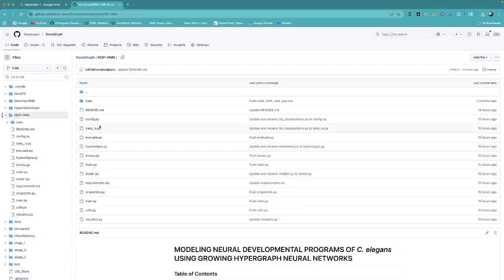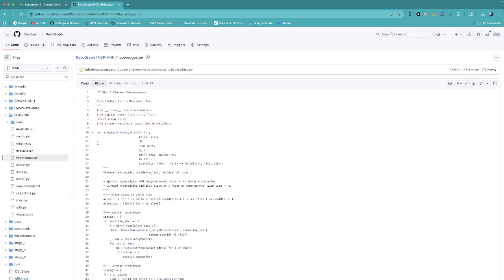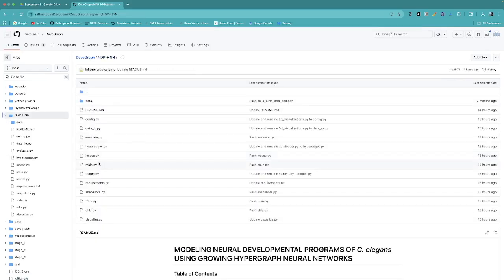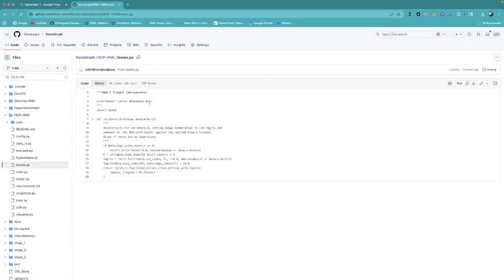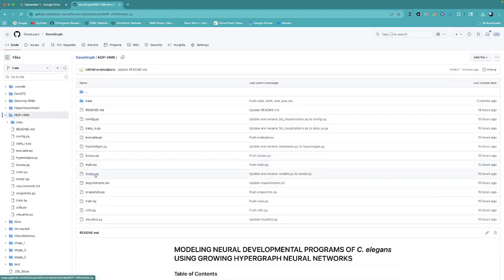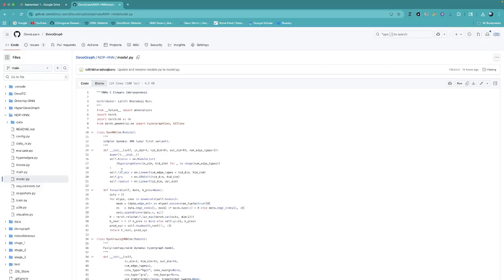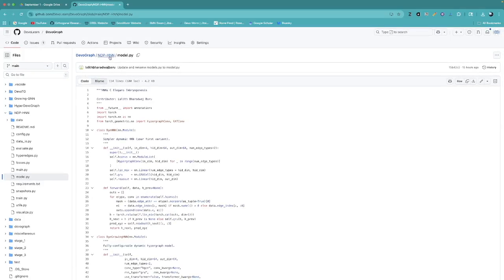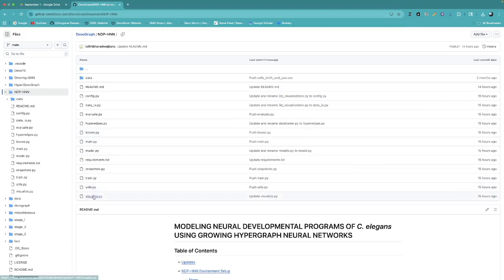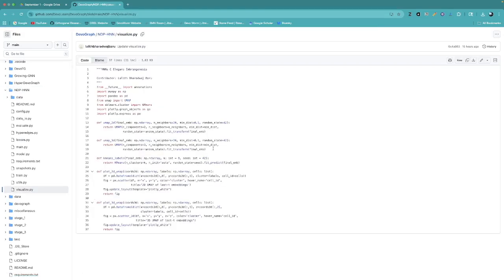The way Lalith has put this into the GitHub repository, he has different PY files. He doesn't have the notebooks, but he has the PY files, and you can run this in an environment or compile it if you want. He has the code for generating hyperedges, the code for the loss function, and the code for the HNN model. And then he has the code for visualizing the outputs in UMAP or k-means clustering.